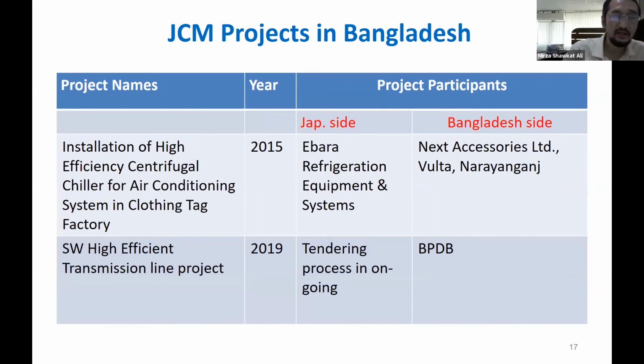Next slide, please. So as I mentioned from the earlier slide, that was 3 projects, and this is the 4th project, installation of high efficiency centrifugal chiller for air conditioning system in a clothing tag factory. This was the 1st project, and the last one is the final project, the Southwest high efficient transmission line project that is ongoing at the moment. This is going through a tendering process, and Bangladesh Power Development Board is going to implement it. So this is the only project ongoing.